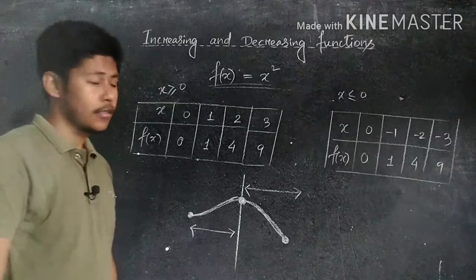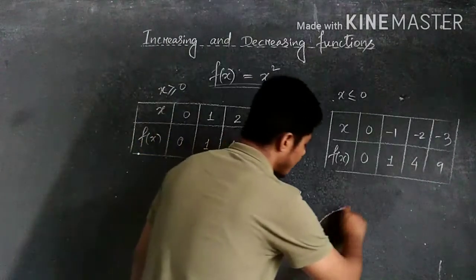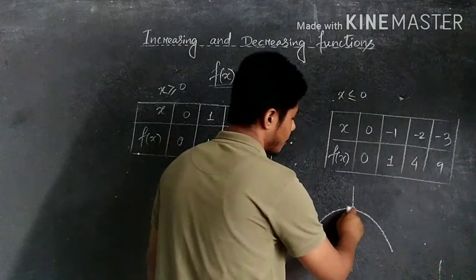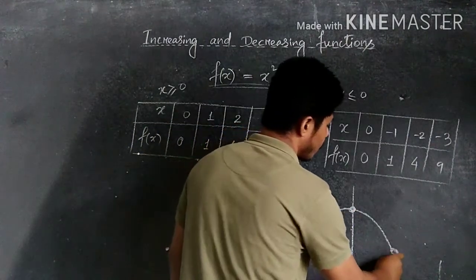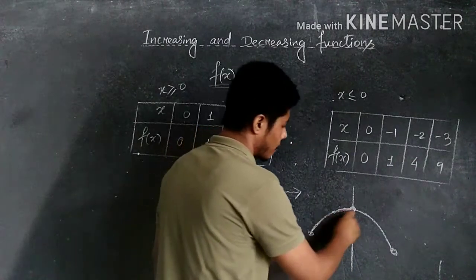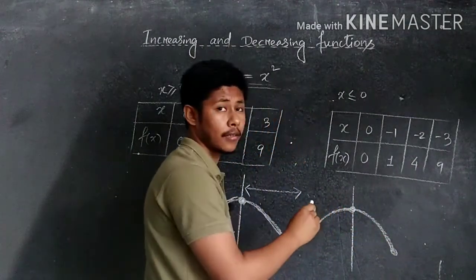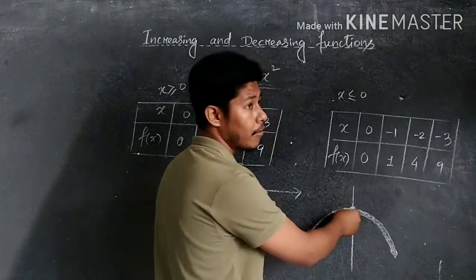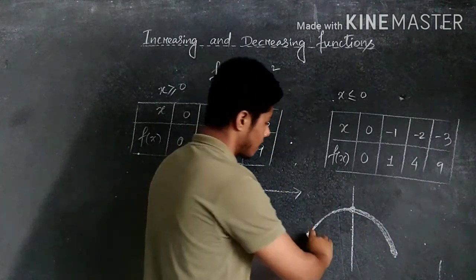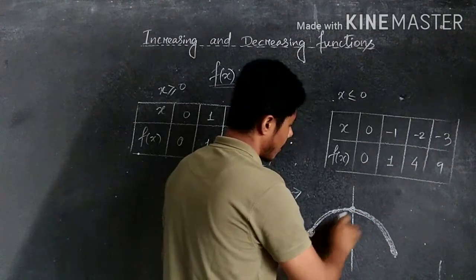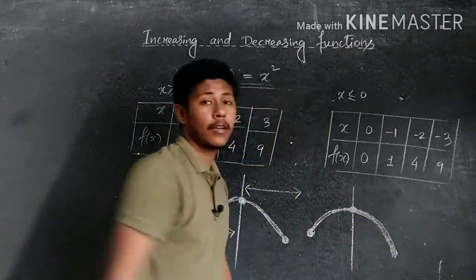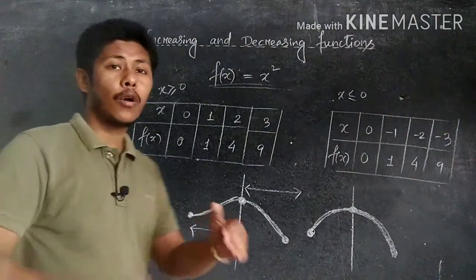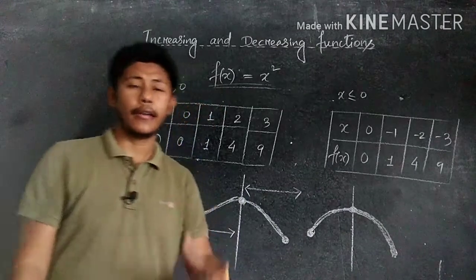Is it clear? So that's why in a simple graph, if the separating point is here, then this graph has two parts: first one is increase, then decrease. We never count from this side; we always count from the left hand side. So here this one is increase and then this one is decrease. I think all of you understood now what an increasing function and a decreasing function are.